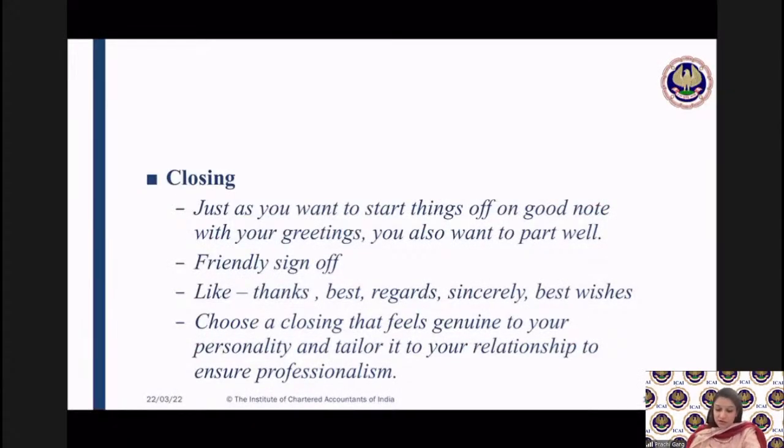Now, closing is about this: just as you want to start things off on a good note, always end on a good note as well. Use a friendly sign-off, like thanks, best regards, sincerely. Always use such words before you sign. Choose a closing that feels genuine to your personality and tailor it to your relationship. Ensure professionalism. It totally depends on what kind of email you're writing, what you are expecting to hear from the person, or what kind of relation you share with the person. Choose accordingly.